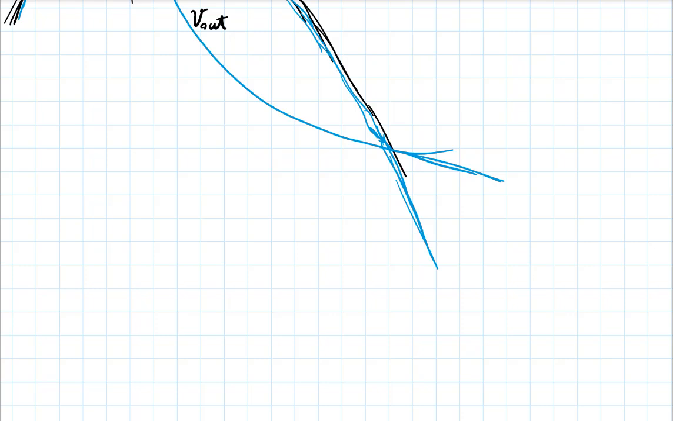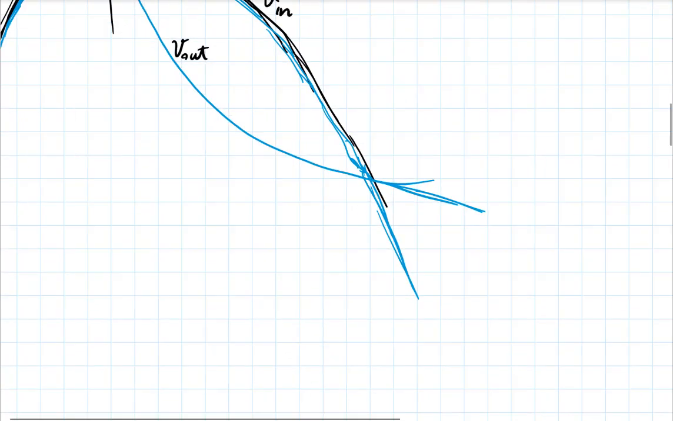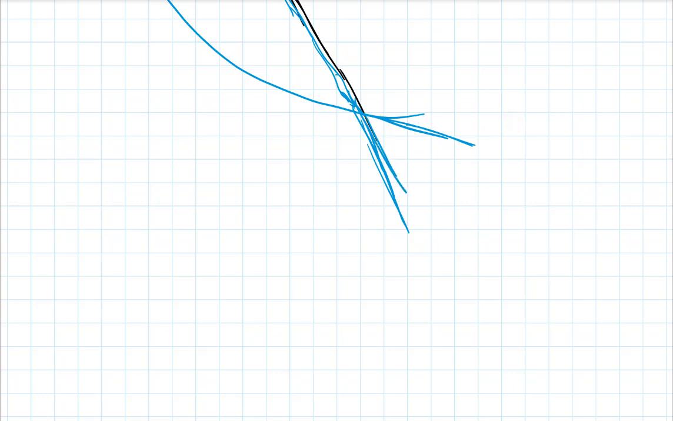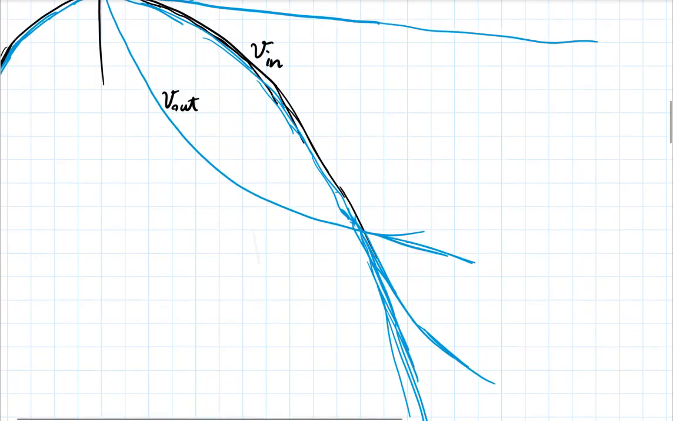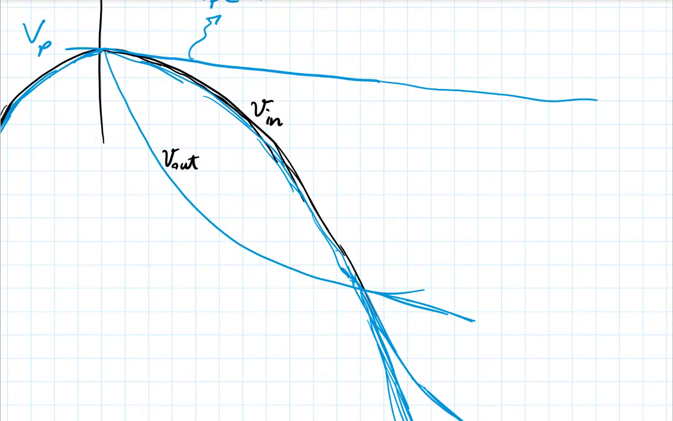Or we should really talk about now a new RC starting from here. So basically, this would keep going for some time until the RC decay becomes slow enough compared to the rate at which the input is going down. And it can't follow it anymore. And then that's when the diode disconnects. So one good exercise to do is to try to estimate when this happens during the cycle.